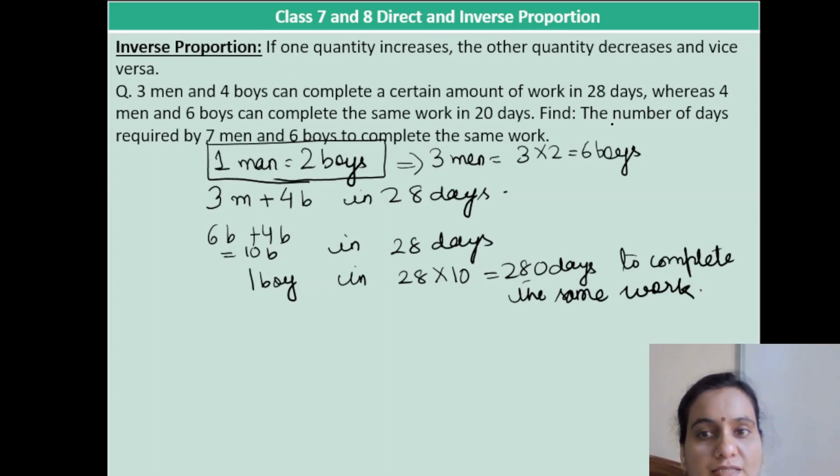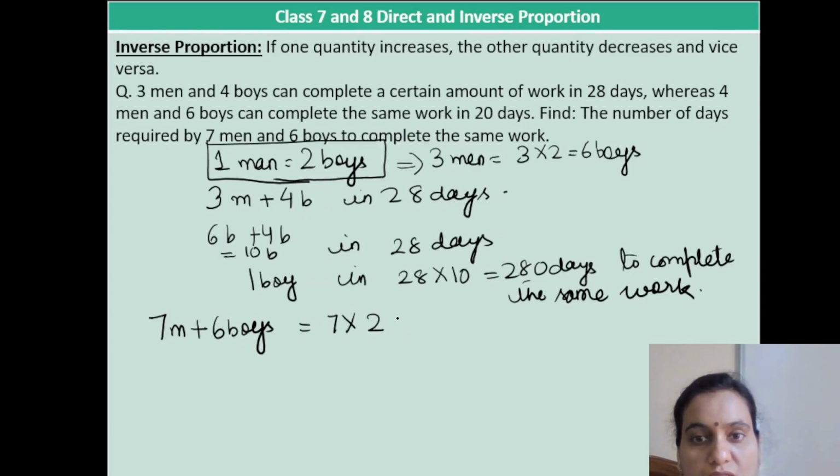Then what is the question asking? Find the number of days required by 7 men and 6 boys. So 7 men plus 6 boys. Let me express these men also in boys. So 7 men will be equal to 7 into 2, right? Because one man equals 2 boys. So 7 into 2 plus 6, so 14 plus 6 will be how much? 20. 7 men and 6 boys are actually equivalent to 20 boys.